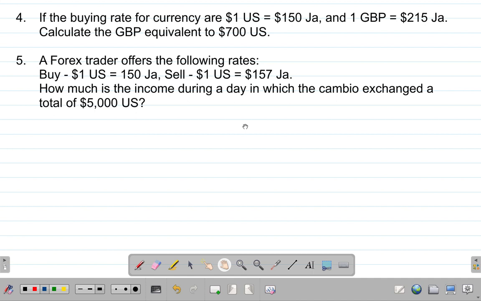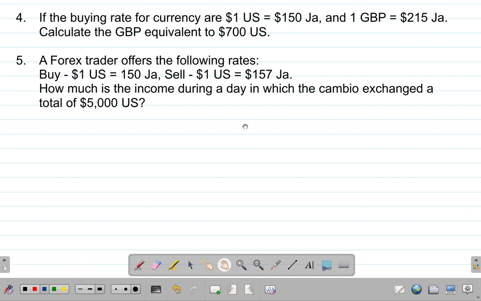Now, the difference between the 150 and the 157 is 7 Jamaican dollars. That's the spread. How much is the income during a day in which the cambio exchanged a total of 5,000 US dollars? So you could have many customers throughout the day and they bought and sold the equivalent of 5,000 US dollars. Or it could be one big customer.